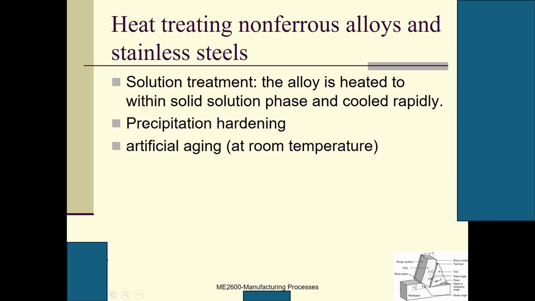Another one is precipitation hardening, which puts particles inside. The third one is artificial aging. After you finish casting this non-ferrous alloy, you just leave it at room temperature and let it stay for several weeks until you have aging.